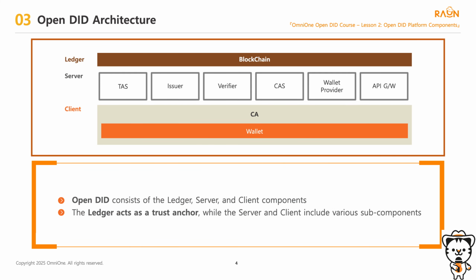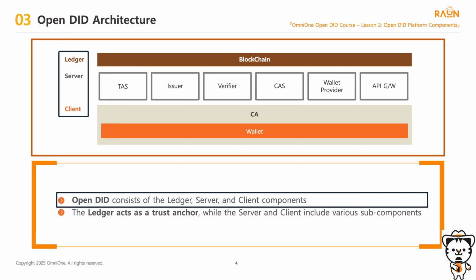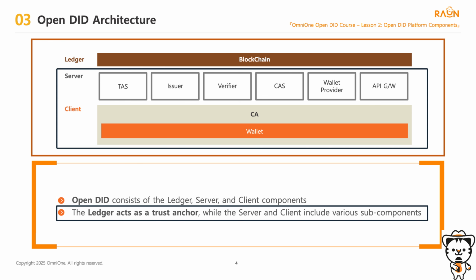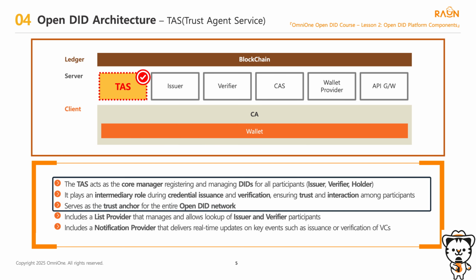Next, let me walk you through the overall structure of the OpenDID platform. As you can see in the diagram, OpenDID is largely composed of three layers: the ledger, the server, and the client. The ledger acts as the trusted storage layer. Within the server and client, there are additional key components that make up each part. From here, let's take a closer look at each of these components, one by one.